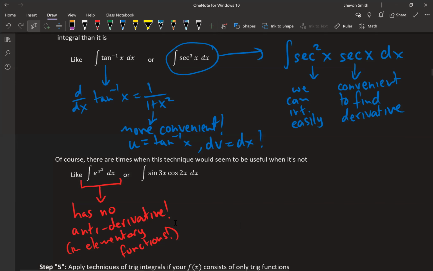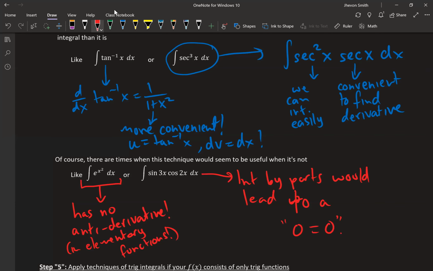This guy might seem like an integration by parts will actually work. And for this one, integration by parts would lead, you can try this on your own, but I can tell you right now, you would end up with 0 equals 0, which is true, but it's not helpful. So if you try integration by parts, whether you use u to be the sine function or the cosine function, you're going to realize that it's not actually going to work out.